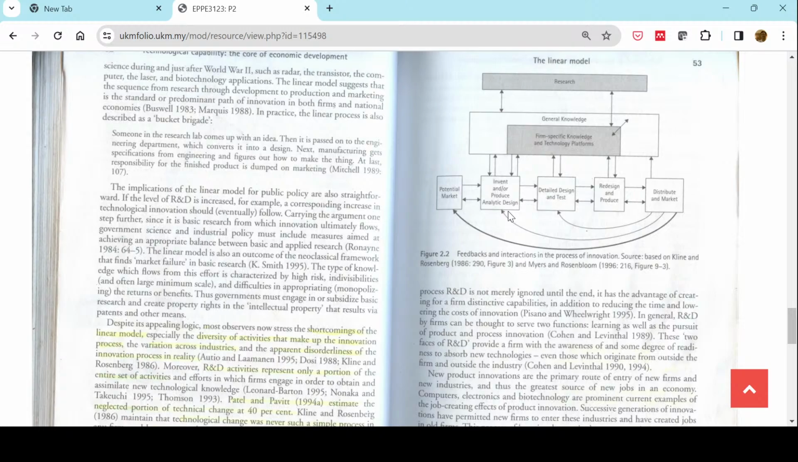Maybe the prototype model was ill-conceived, still not selling, go back. Or maybe they got it wrong with the potential of the markets. And this can happen in the fast changing technology today. What you consider sellable today, in the next few years you cannot sell it anymore because technology changes. So this is iterative: feedback and interactions in the process of innovation.